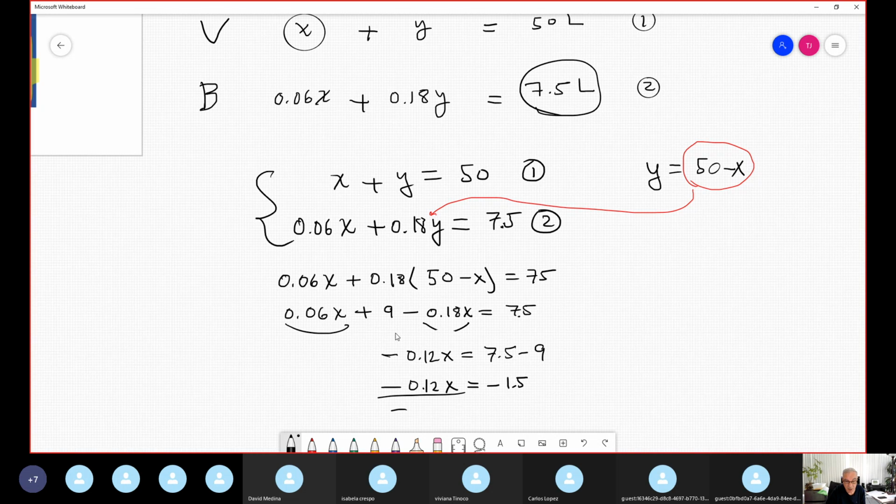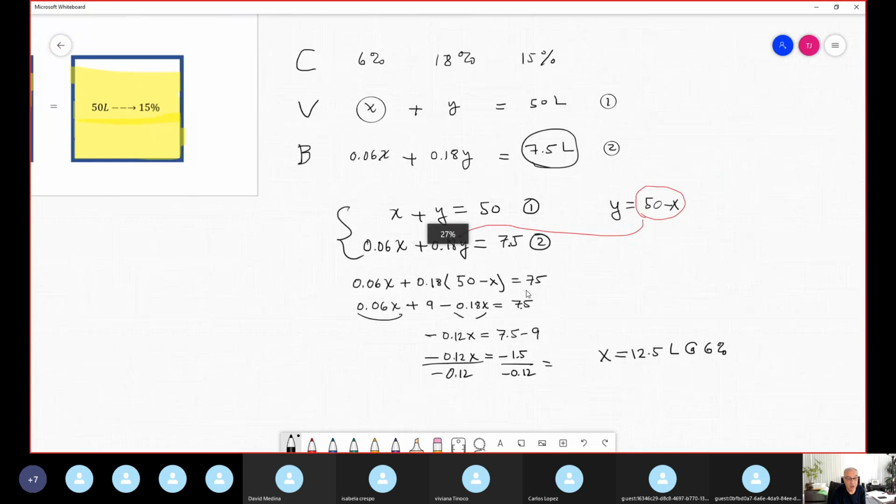Finally, divide both sides by negative 0.12. Okay, and negative divided by negative is positive. And the answer is 12.5. X is equal to 12.5 liters of the solution, 6%. Is the answer for that problem.